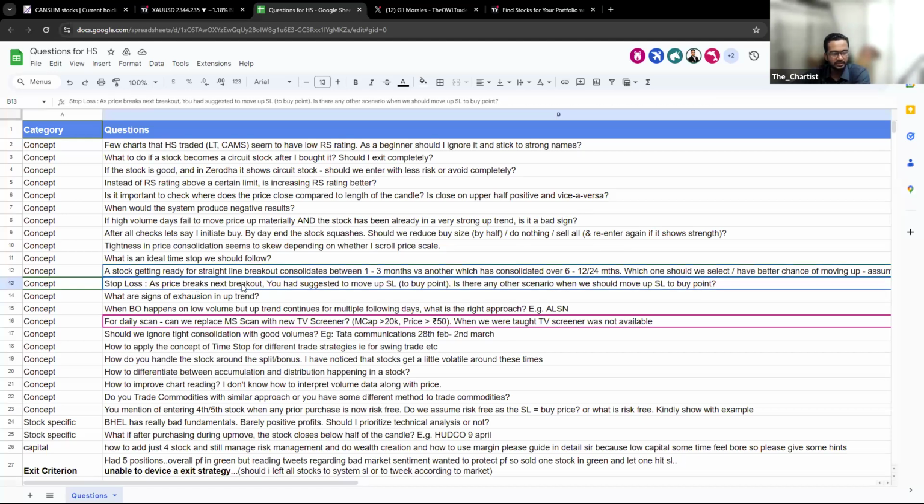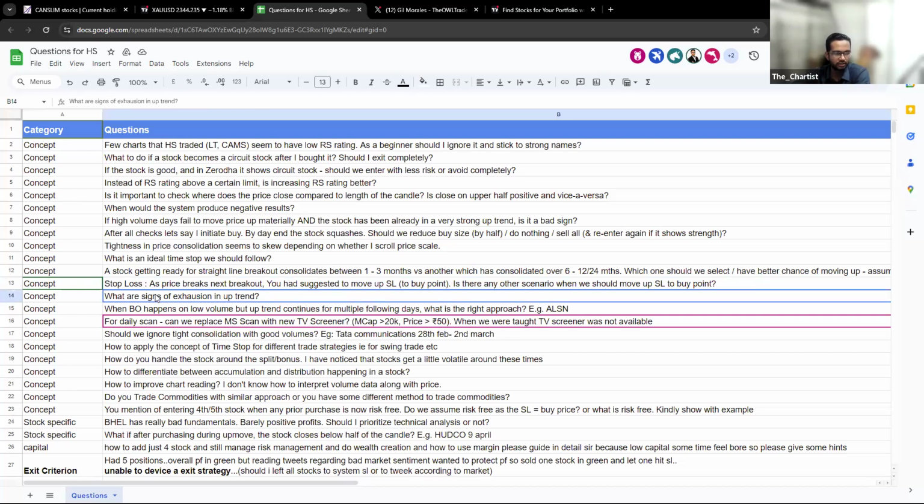As price breaks the next breakout, you had suggested to move up the stop loss to the buy point, right? Is there any other scenario? Yes, another scenario is if the stock moves up vertically. If the stock moves up, let's say 15, 16% directly up, then I will bring my stop loss to breakeven because I won't then make a loss on this trade. What are the signs of exhaustion in an uptrend?